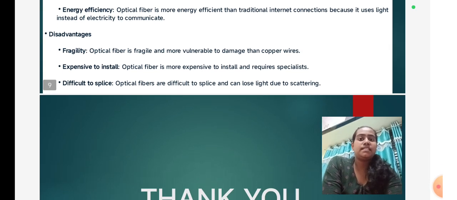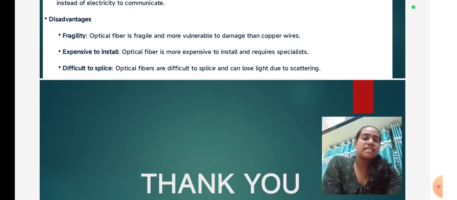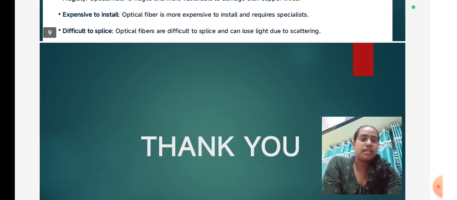Then are the disadvantages. Optical fiber is fragile and more vulnerable to damage than copper wires. It gets damaged very easily. Then it is quite expensive compared to other things. Then it's quite difficult to handle also.